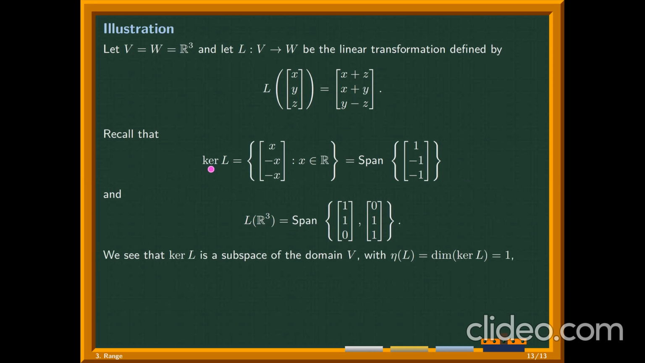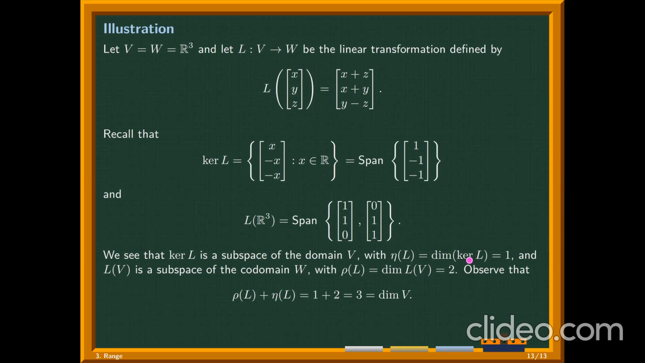So in this first line, we see that the kernel is a subspace of V with dimension 1. So the nullity, eta of L, the dimension of kernel L, equals 1. And the range L of V is a subspace of the codomain with rank rho of L equal to the dimension of L of V, which is equal to 2. And we can verify the statement in the rank nullity theorem. The sum of the rank and the nullity of L, 1 plus 2, is equal to the dimension of the domain, which is 3.